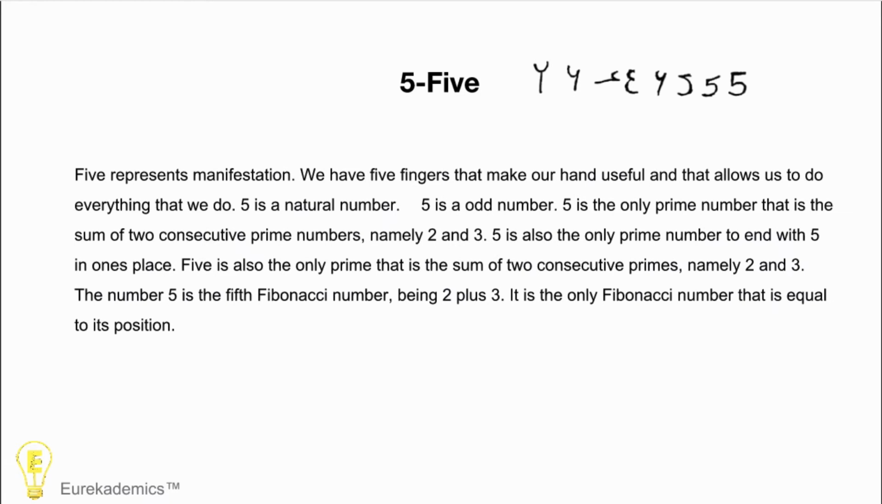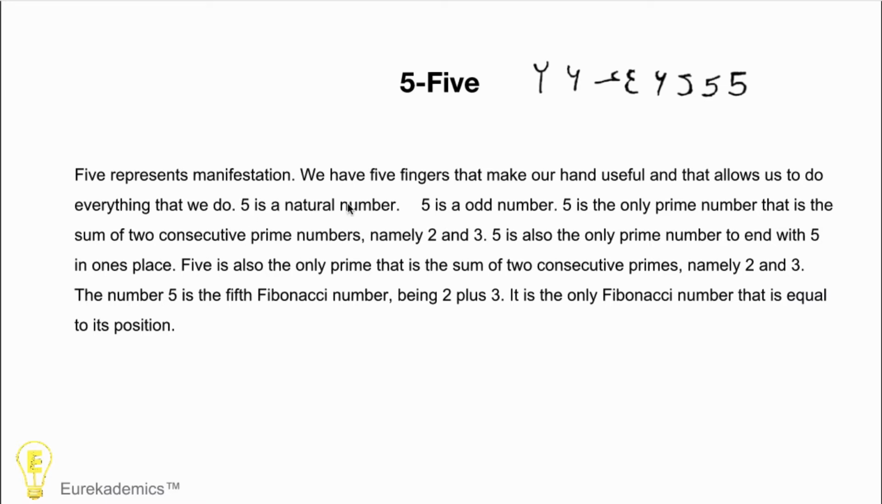5 represents manifestation. There it is. That's the evolution of the glyph 5, how we got to it. We have 5 fingers, and that's why 5 is known for manifestation, because we use our hands to manifest basically everything.